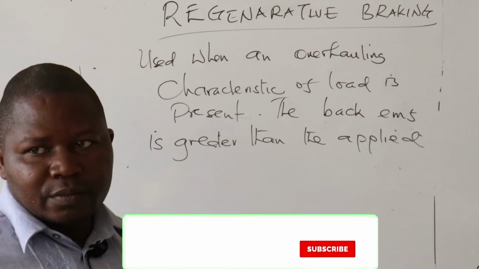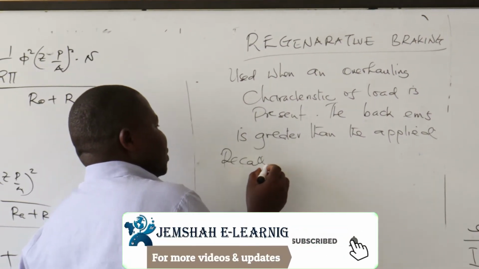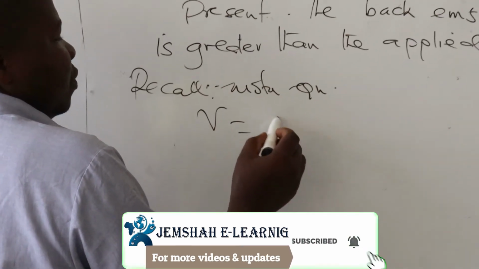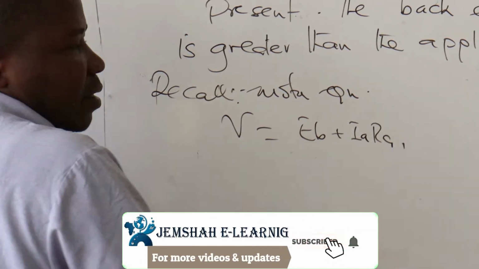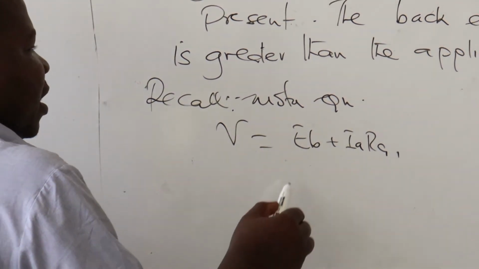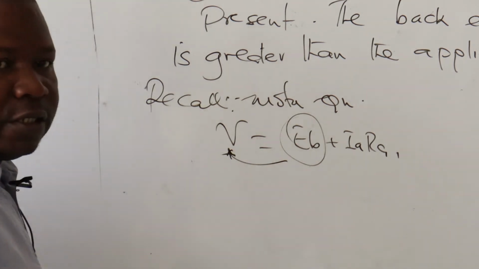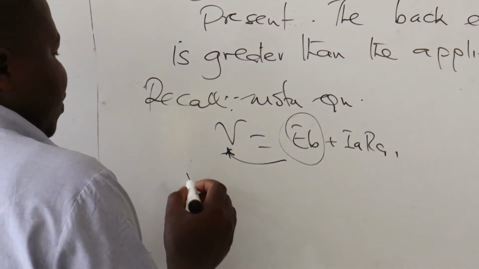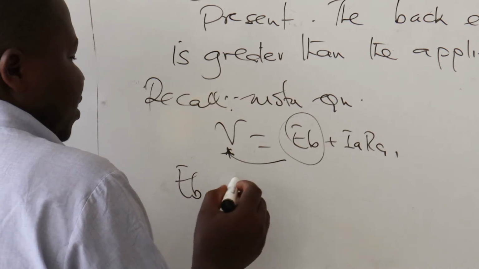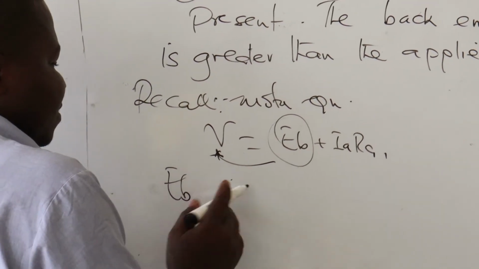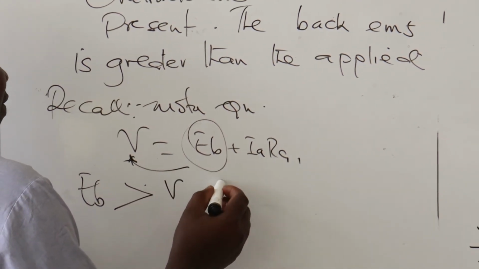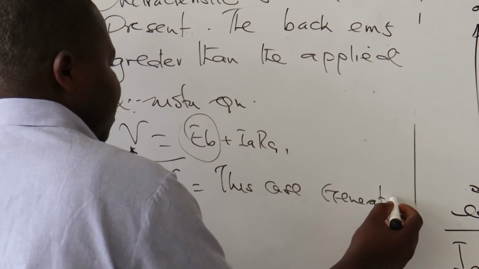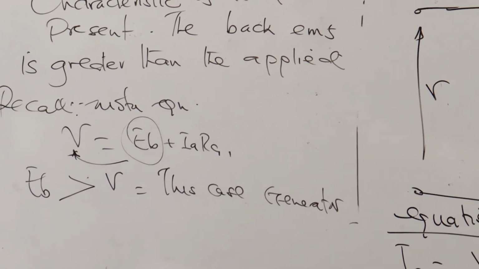Remember, this is a motor, and if you recall from the motor equation, we said V is equal to EB plus IARA, right? But in this case, EB is greater than V, due to the load. Then this case can only be in a generator. So this will be a generator.